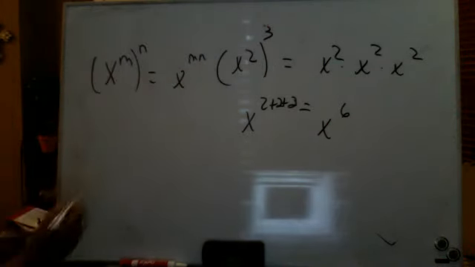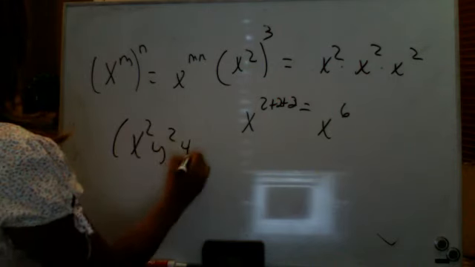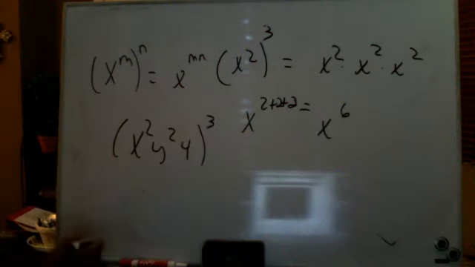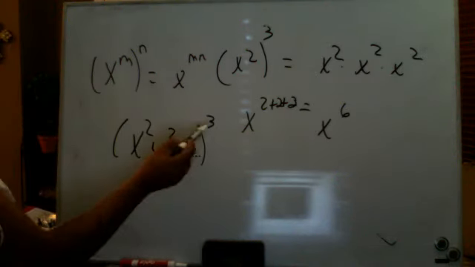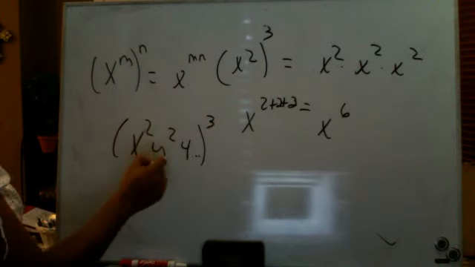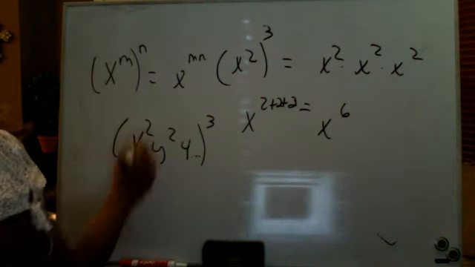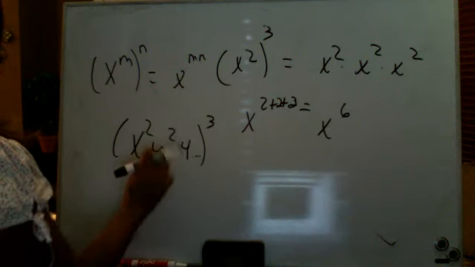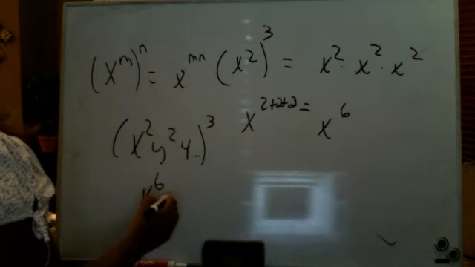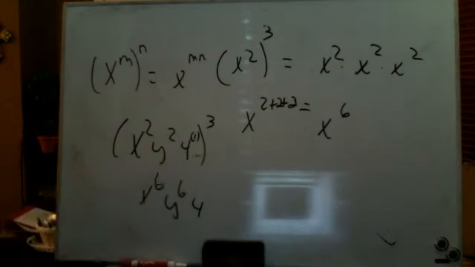Okay? The same thing holds true if you have x squared y squared 4 to the 3rd power. You multiply this to every number or variable inside. Okay? So this is x to the 2nd power, so it's going to be x. 2 times 3 is 6, y squared, so 2 times 3 is y to the 6th. What about this 4? It's an implied 4 raised to the 1st power. 1 times 3, so now you have 4 to the 3rd power, and you can evaluate that going forward.